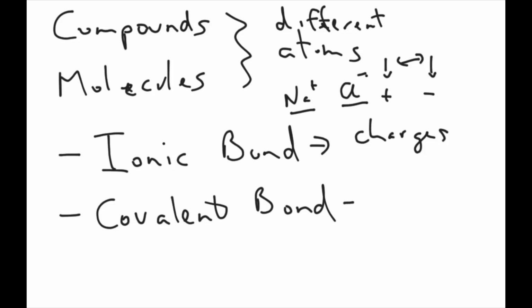A covalent bond is one in which the electrons are shared. So there's no charge, and we'll learn more about this as we go along. But this is shared electrons between atoms.